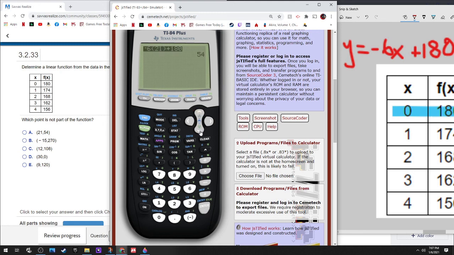It says which one is not part of the function. So what I'm going to do is go up here and click enter. It's going to copy paste it. Negative 15. Oh, guess I got to re-add this in anyway. 270. All right, that one worked. 12. Oh, there's an extra number here. I can hit delete and it'll get rid of that. 108. That worked.